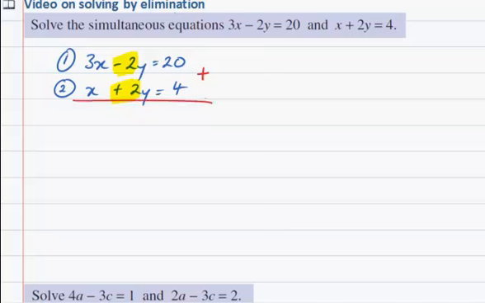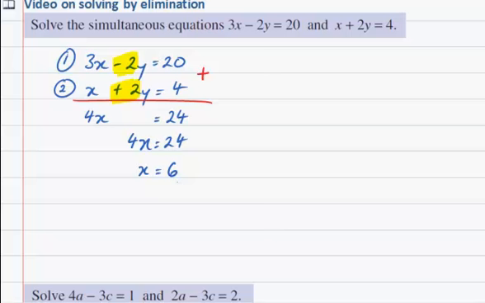By adding those two equations, what I'm going to get is 4x. This becomes 0, so I don't need to write that down. They're eliminated. And 20 plus 4 is 24. So essentially I'm adding the like terms. Then I've got a nice equation: 4x equals 24. Divide by 4 to get x, and I get 6.